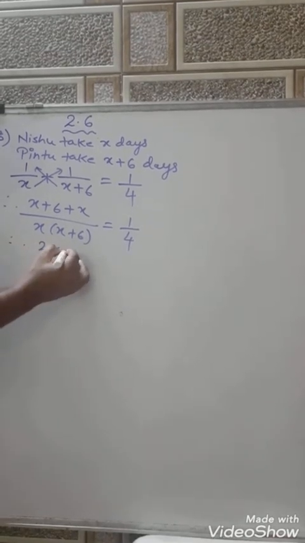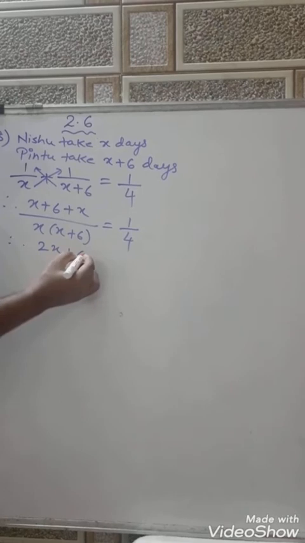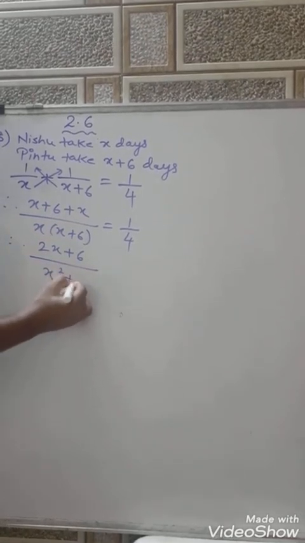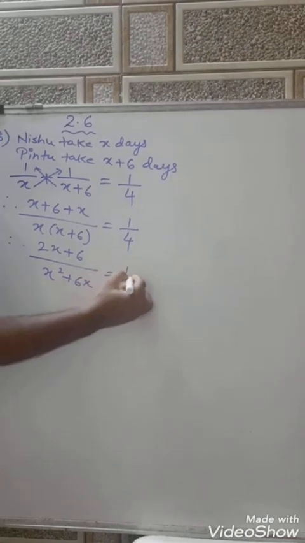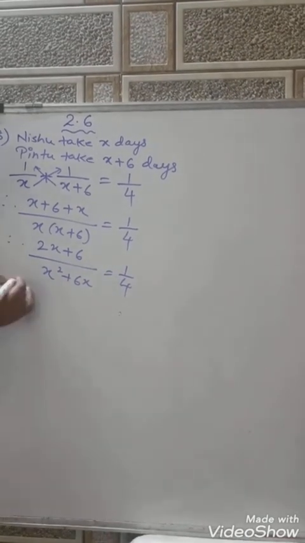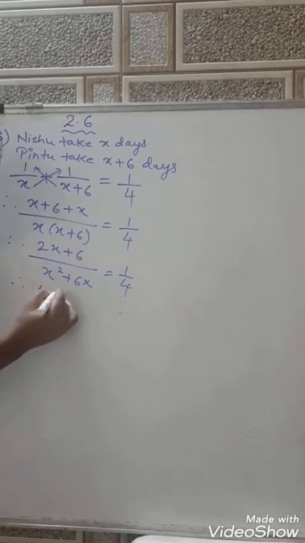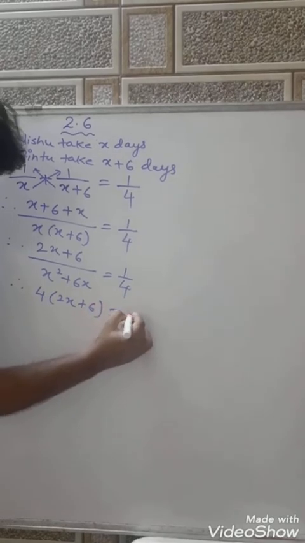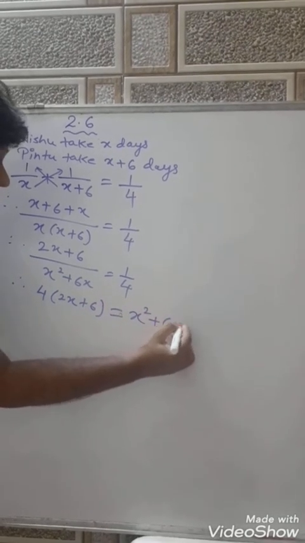So you get 2x plus 6 upon x square plus 6x, that equals 1 upon 4. Do the cross multiplication again. 4 multiplied by this, you get 4 times (2x plus 6), that equals x square plus 6x.